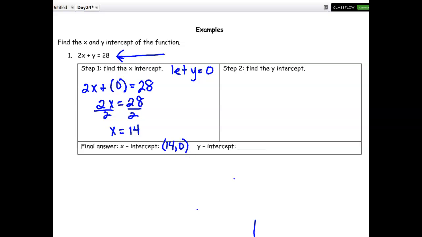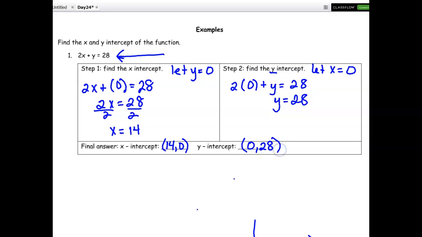All right. The y-intercept, we're finding the y, so let's let the x be 0. Okay, using again this function here, we've got 2x, so it's 2 times 0 plus y is equal to 28. That means our y is just equal to 28. So our ordered pair would be, we said the x was 0 and the y was 28. So that would be our y-intercept.